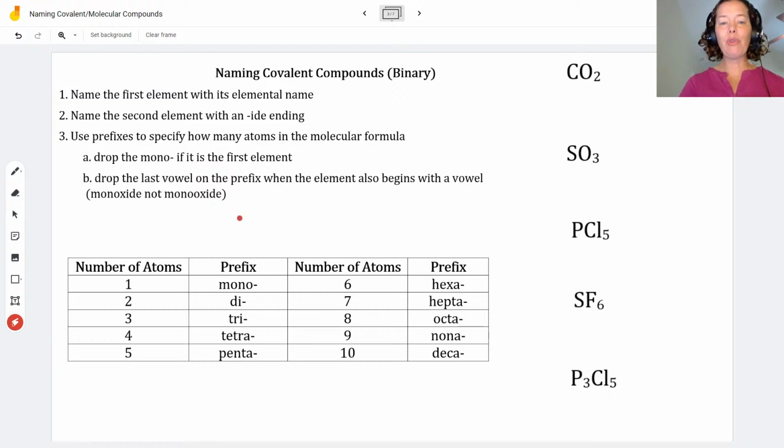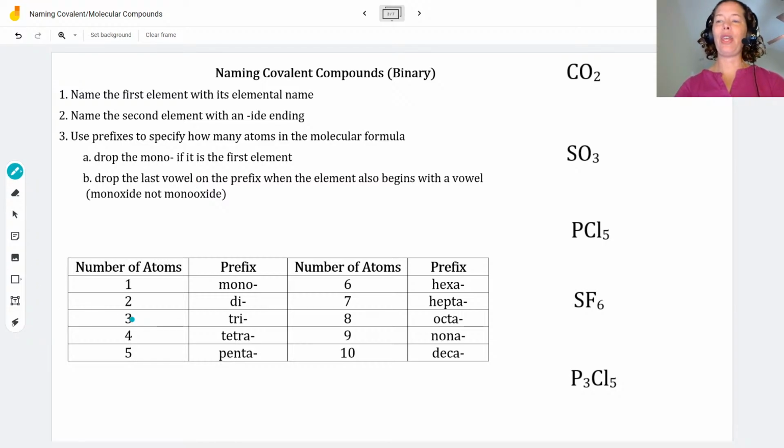And the second exception is we're going to drop the last vowel on a prefix if the element also begins with a vowel. The classic example of this is we're going to talk about things being monoxide and not monooxide. So you can see I simplified, there's only one O instead of two O's. That's just to make it a little bit easier to say monoxide instead of monooxide. Okay, but really I think the best way to do this is to jump into some examples and show the application of all of these rules. So let's go ahead and do that.